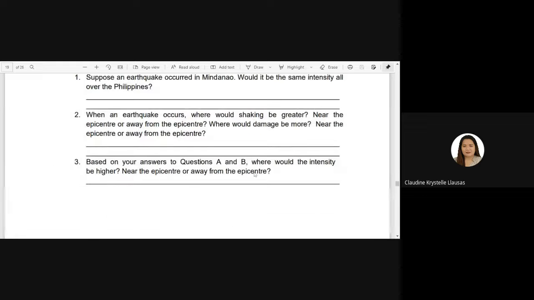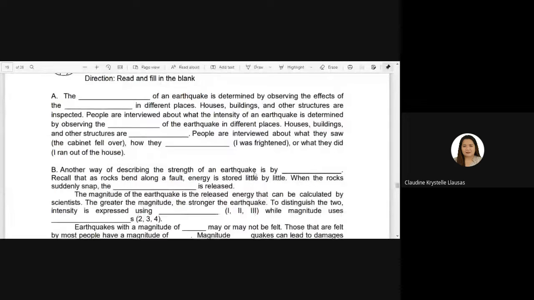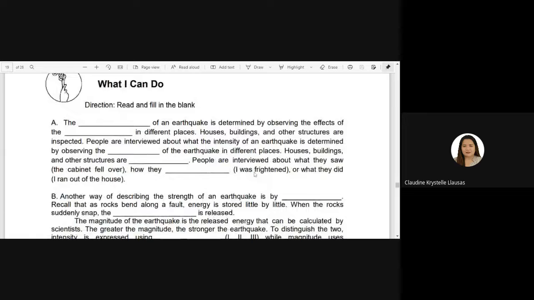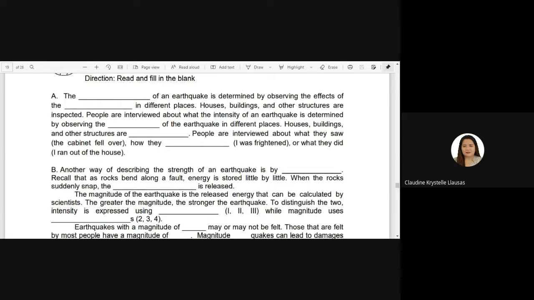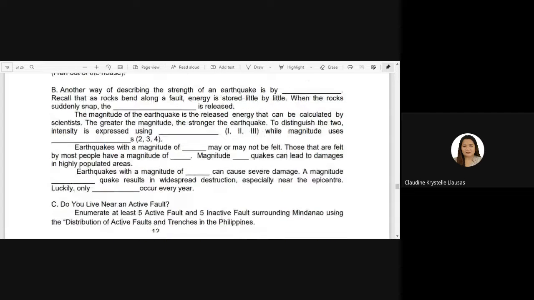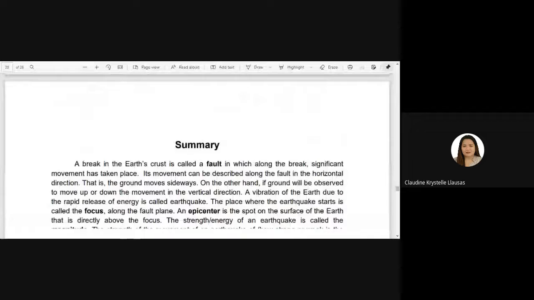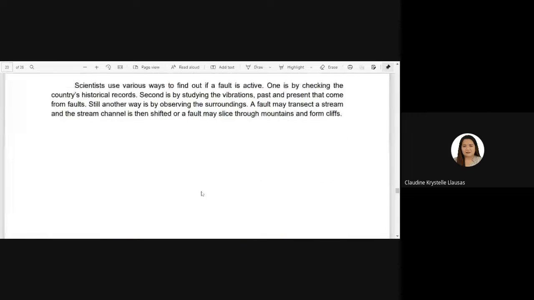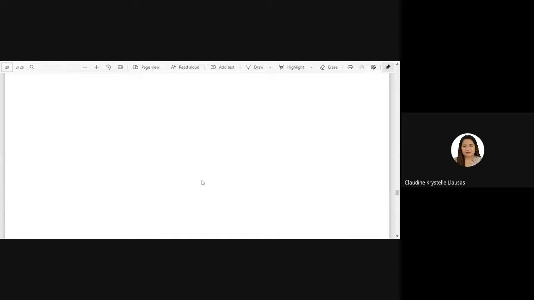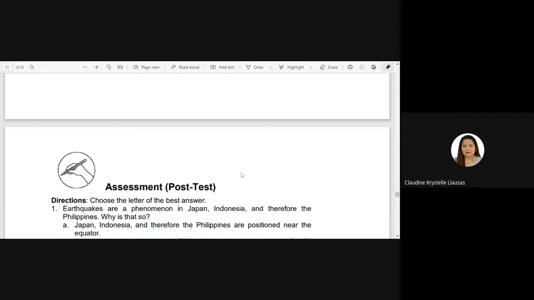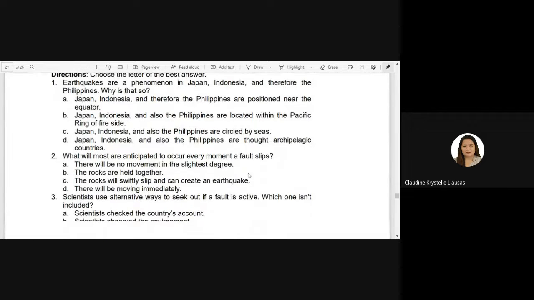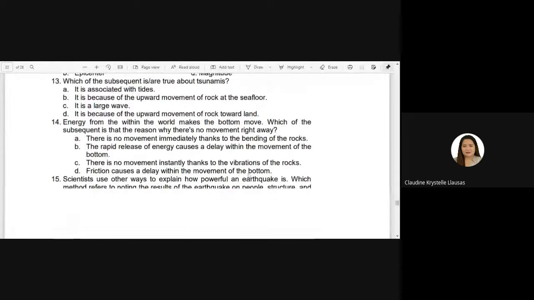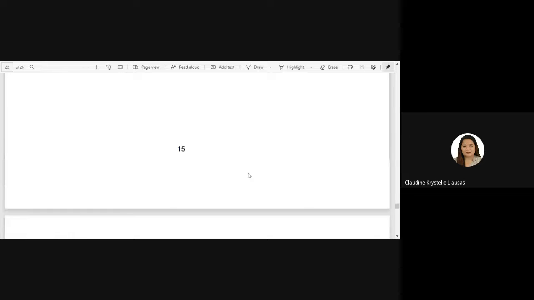Question. Okay, what I want you to do is take your answer sheet. What you are going to do here is fill in the blanks based on what we have just discussed. Fill in the correct answer. Wrong spelling is wrong. Summary. Then we will now go. I hope you have understood our lesson today about earthquakes. There are different terminologies that were discussed and introduced. Okay. Post-test. I think it's 15 items, multiple choice.